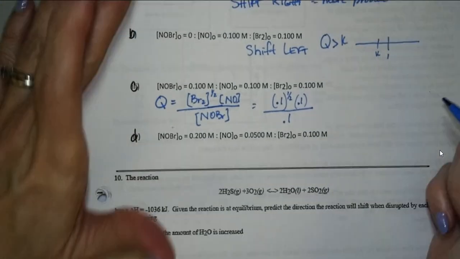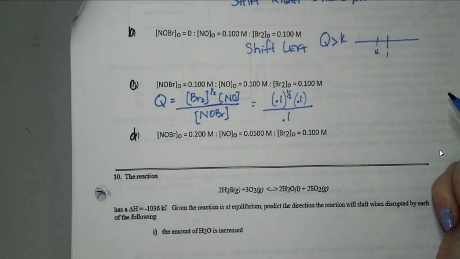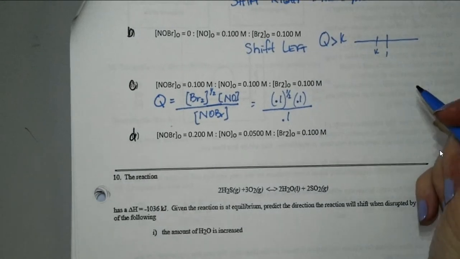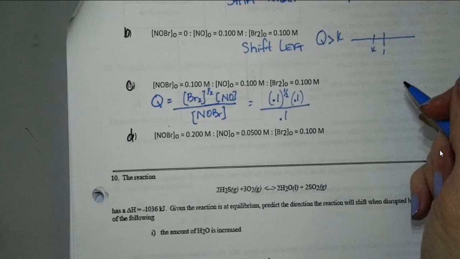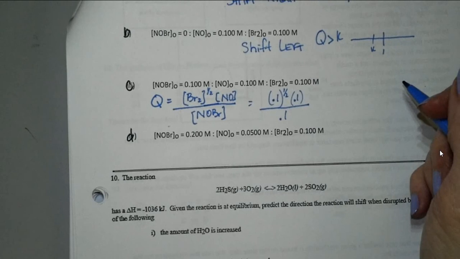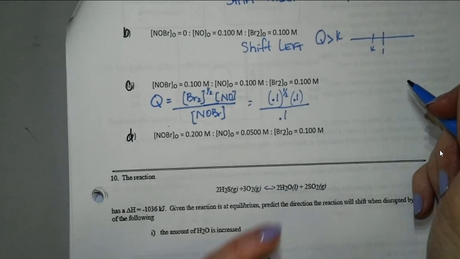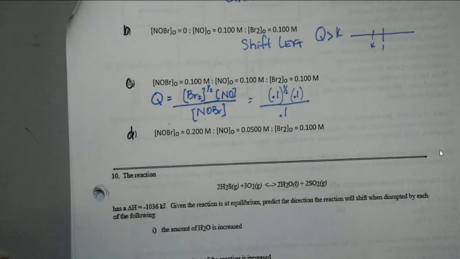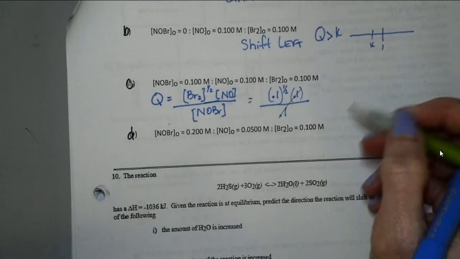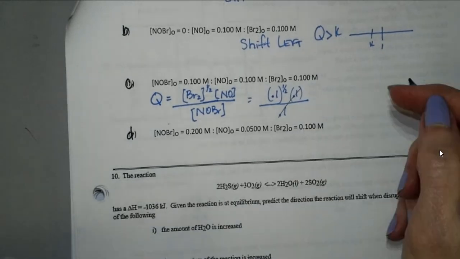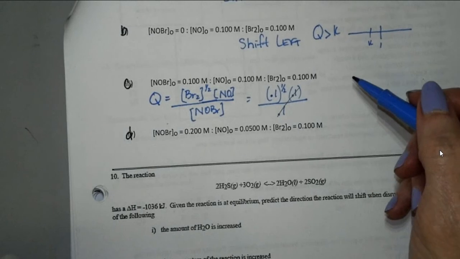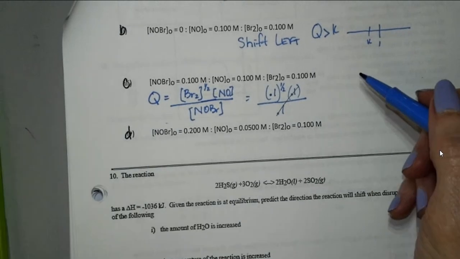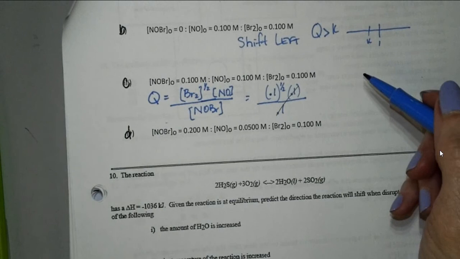Okay, so immediately when I look at this, I'm thinking, oh, hey, I've got 0.1 and 0.1 on top and bottom. I'm going to cancel that out, right? So basically, you have 0.1 taking the square root of 0.1. What's the square root of 0.1? How many sig figs should I have on this? 3 sig figs on each one of these, right?